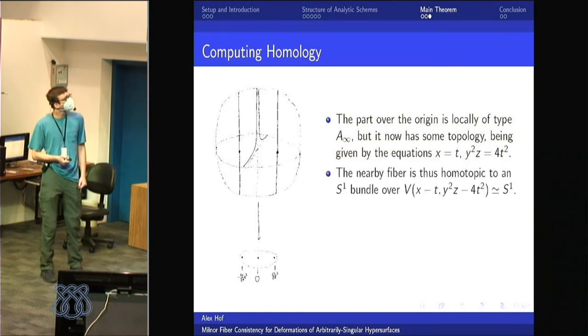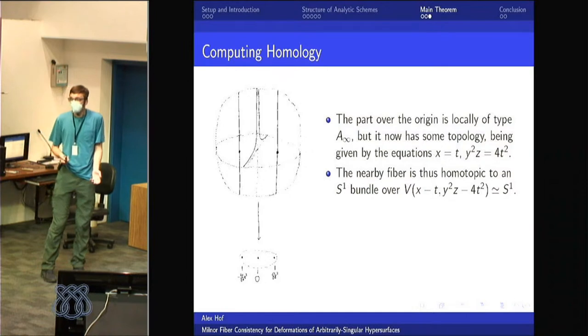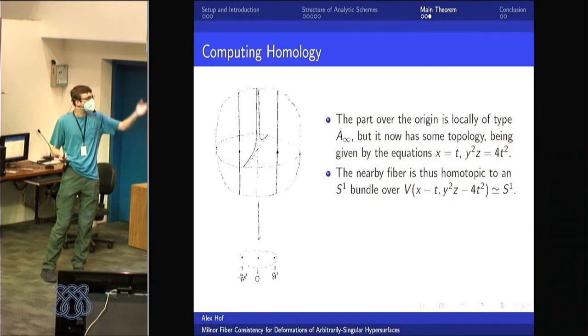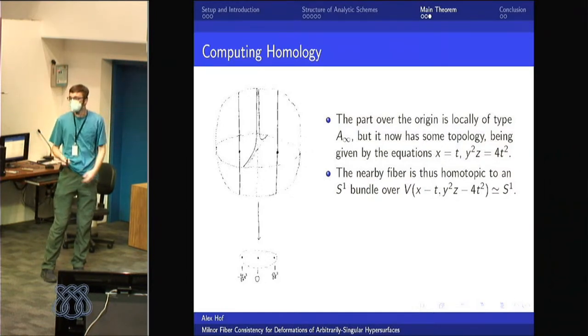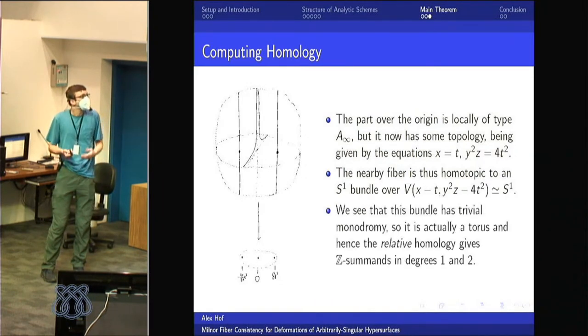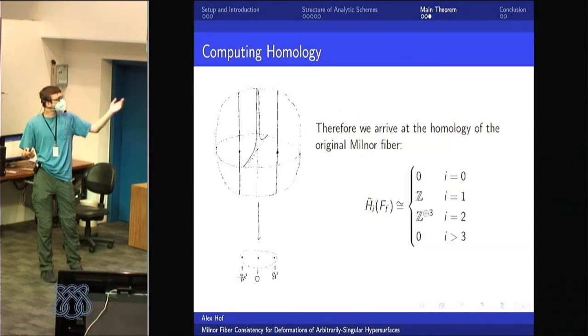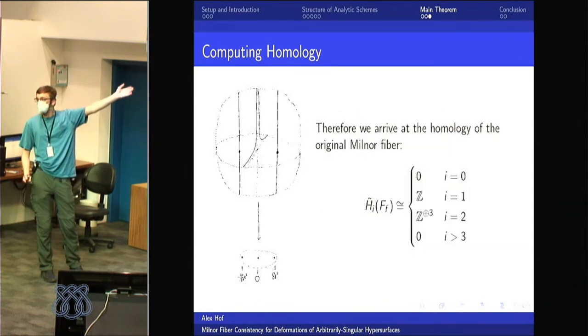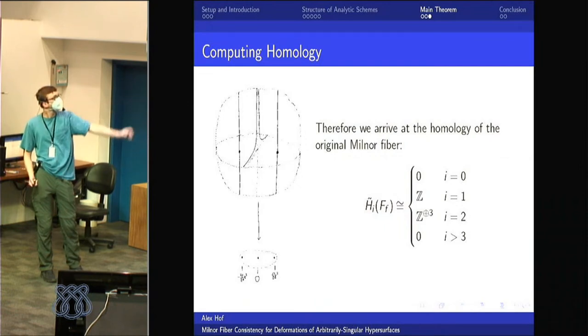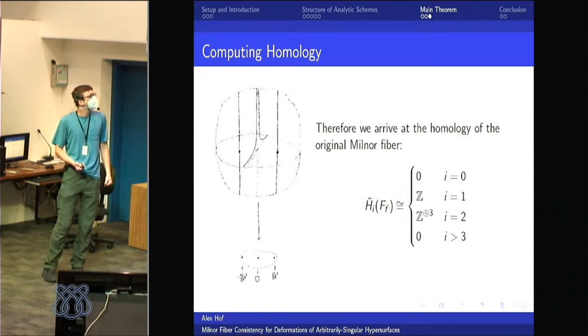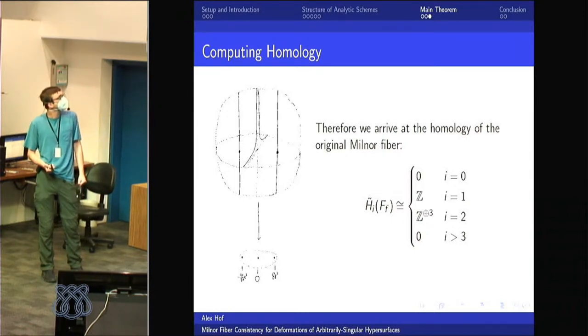And so we can then see that the nearby fiber is homotopic to a circle bundle over this thing that is also homotopic to a circle. We inspect the monodromy, and we see that it's trivial, and we find that actually it's a torus, and we compute the relative homology. And this gives us Z summands in degrees 1 and 2. Then we can just put things all together, and we arrive at this homology of the Milnor fiber of this guy. So this is one example of how to maybe use this. The actual computation is maybe not the most interesting part, but there it is.